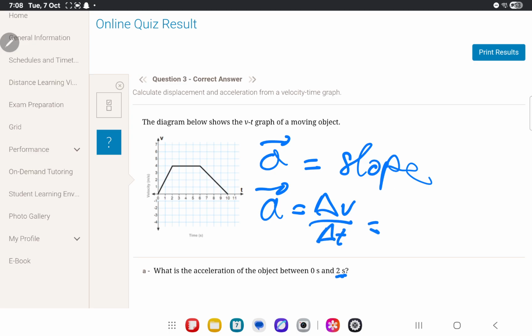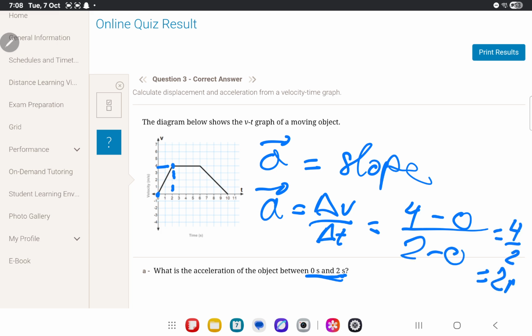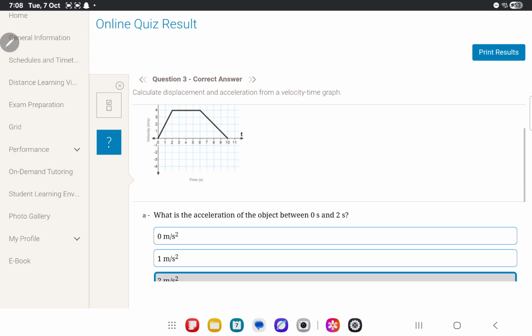Now, they said the interval is 0 and 2. What's the velocity at 2? You can trace the graph, it's 4, right? What's the velocity at 0? 0. Now 2 minus 0, 4 over 2 is going to give me 2 meters per second squared. That's my answer. Okay, moving on.